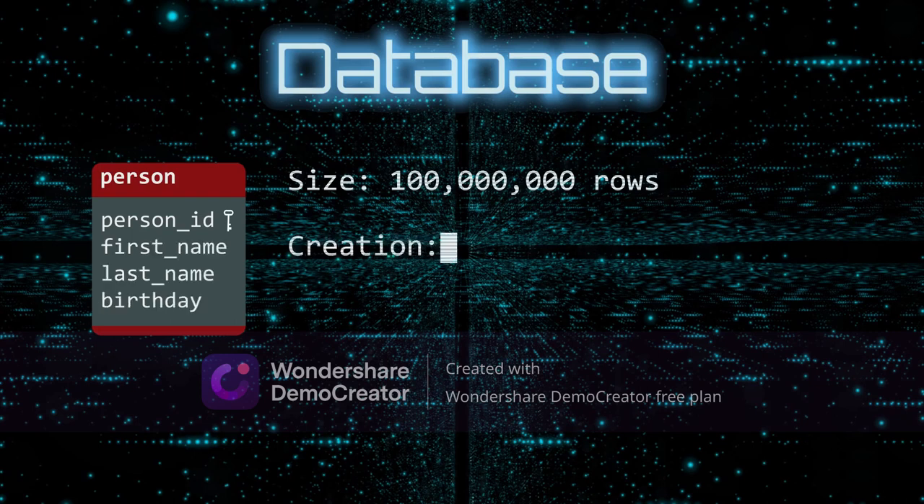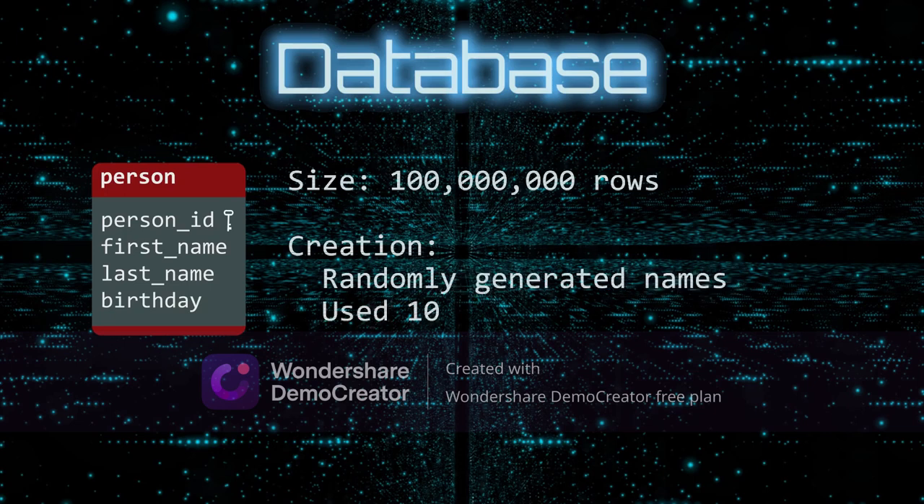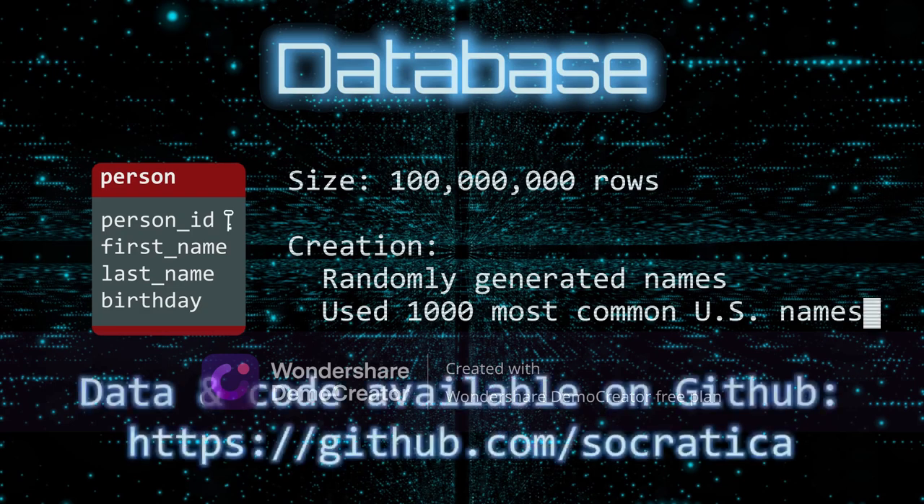To create this table, we randomly generated names using the 1,000 most popular female names, male names, and last names in the United States. We did not weight the names by frequency when generating our random sample. The datasets and the Python code used to generate the random names are available for download from GitHub.